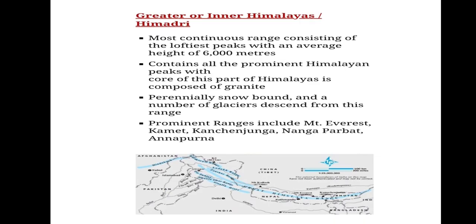So first one, that's Greater Himalayas. Greater Himalayas are also called as Himadri. Why Himadri? Because they are called as abode of snow. They are covered by snow throughout the year, permanently covered by snow throughout the year.